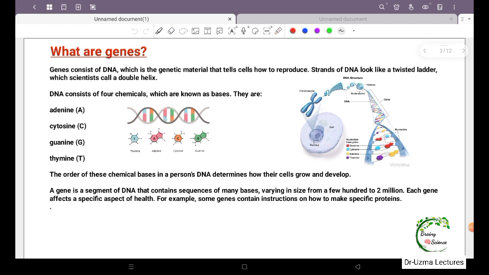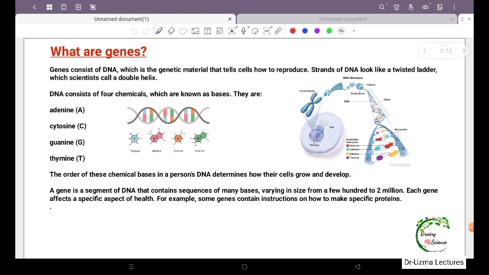Now let's see a descriptive view of gene. Gene consists of a DNA, which is a genetic material that tells cells how to reproduce. How does a gene tell the DNA how to reproduce? Okay, this is our DNA, and when we look at the DNA strand, these are the genes. And genes are a genetic material that tell. Okay, this whole DNA constitutes the gene, and it is a genetic material that tells cells how to reproduce, meaning how to replicate, how to make multiple copies, so that the complete organism can be formed.